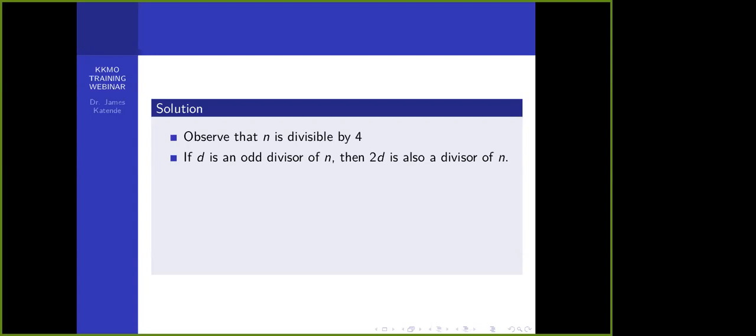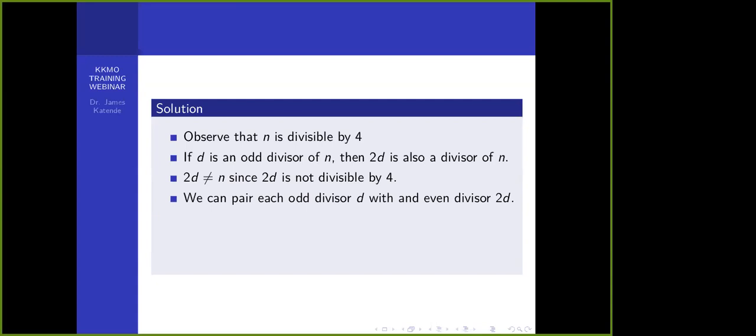So remember, we are not supposed to use the number n itself, so we need to be sure that 2D cannot be equal to n. And we are sure about that because n is divisible by 4 and 2D is not divisible by 4. So 2D itself will not be equal to n. So we are guaranteed that if we list all the values 2D, none of them will be equal to n.